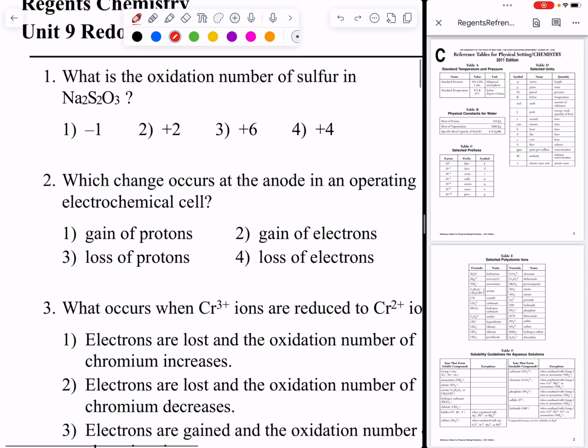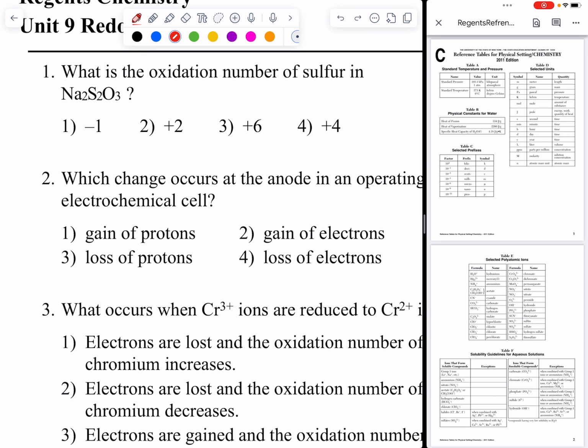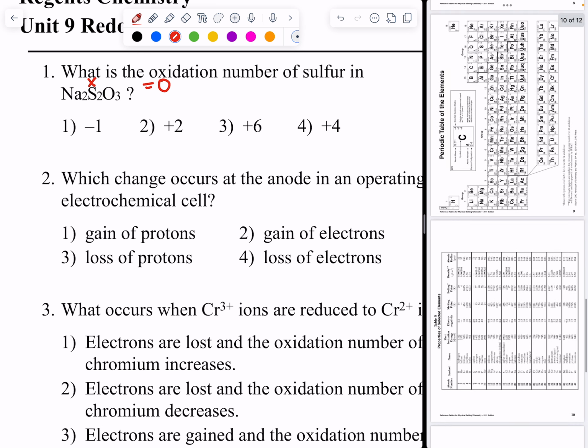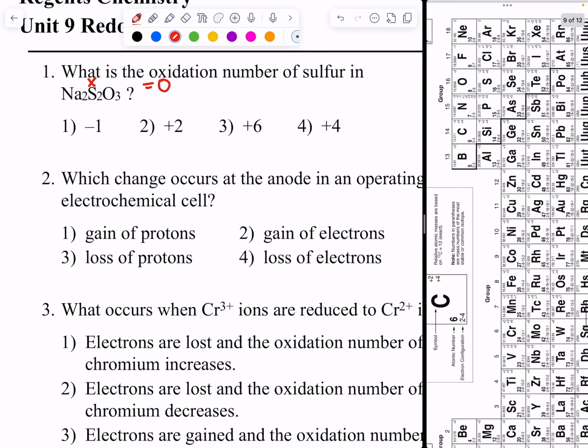So the first thing to notice about this problem is we're trying to figure out the oxidation number of sulfur, so that's our unknown. And we know that compounds have to be neutral, so the charges of all these elements must add up to 0. Now, I have rules about sodium and oxygen. You use your reference table for that. So oxygen has a charge of -2. Sodium has a charge of +1.